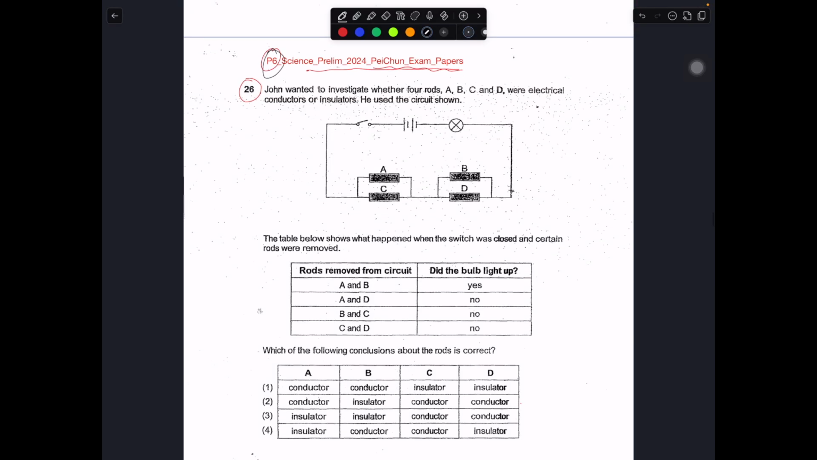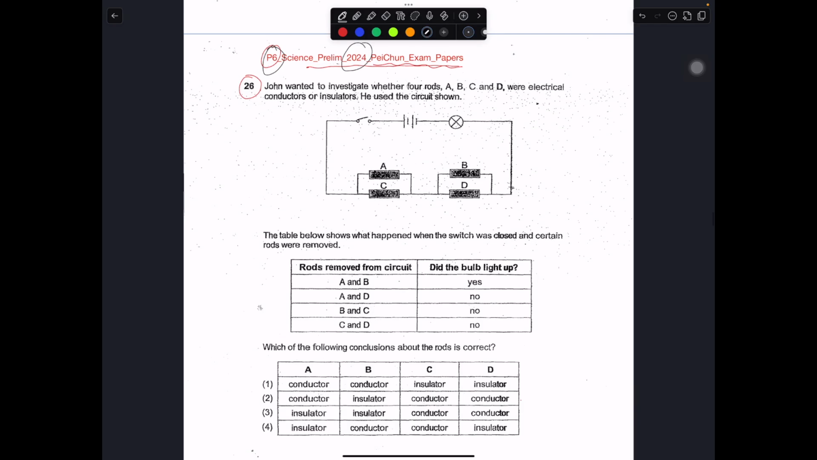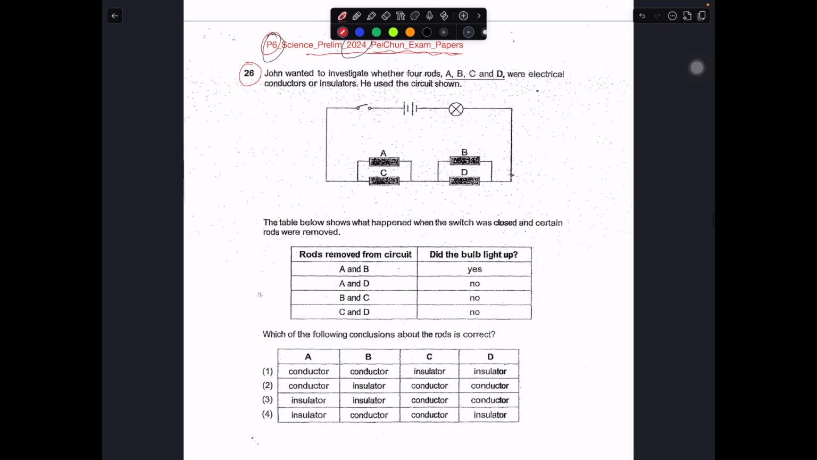So today I'll be going through P6 Science Prelim Paper 2024 Pei Chun, question number 26. So if you want to investigate whether A, B, C, D were electrical conductor or insulator, he used the whole circuit.